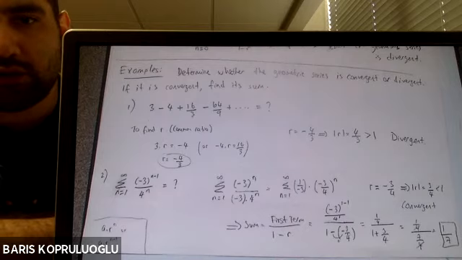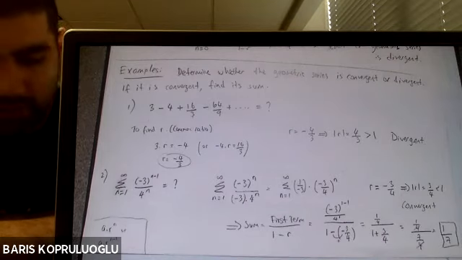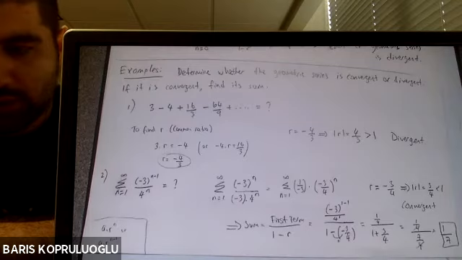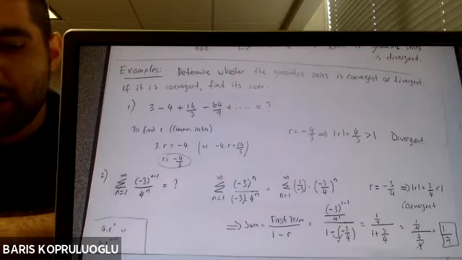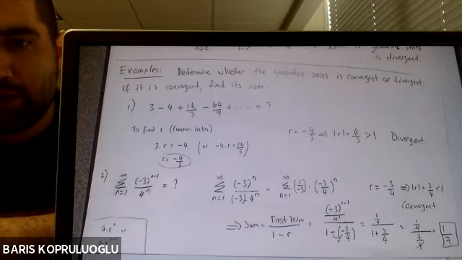So any questions so far? Have I got R? Yeah. So R is the common ratio, as we said, which means each term in a geometric series is found by multiplying the preceding term by R.